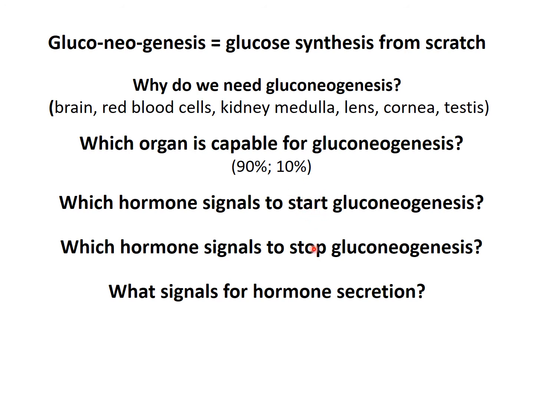What is opposing glucagon? Insulin. So when the circulating glucose level is high, insulin will be secreted by the pancreas. It stops gluconeogenesis and gives the signal for glycolysis to start.